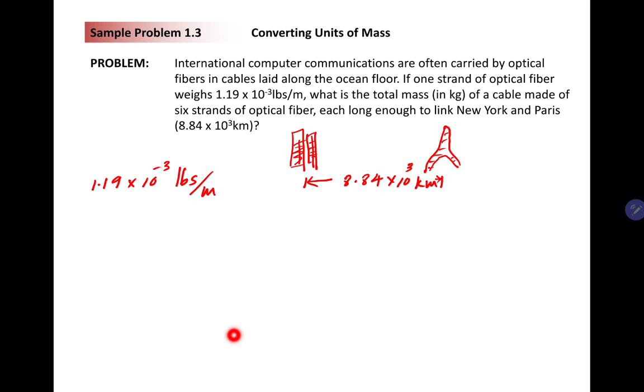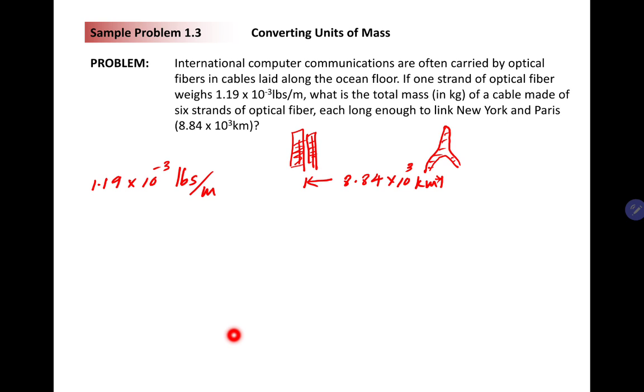Okay, all right, we know the mass of optical fiber, at least per meter. So if we know the meter length, we can easily figure out the mass by multiplying with 1.19 times 10 to the power minus 3. So we know that. And then there's a curveball in this one.